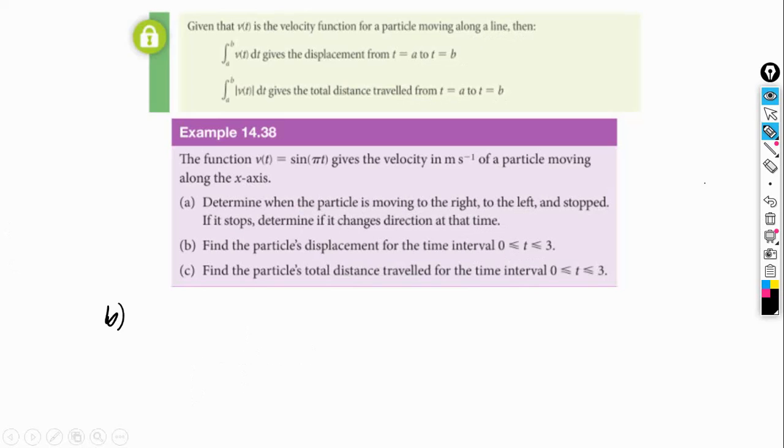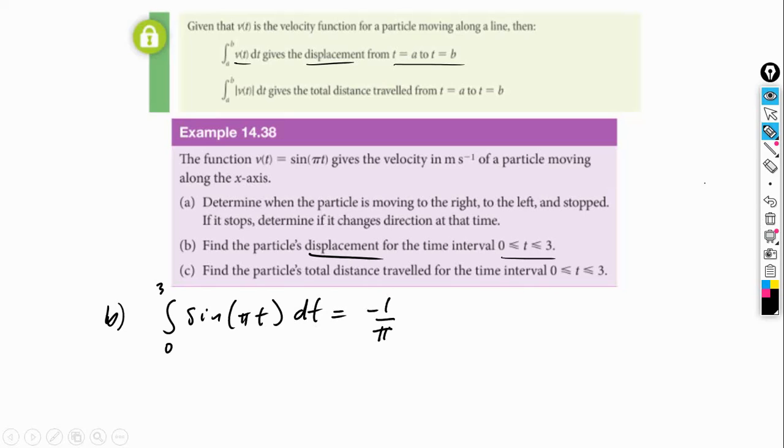So B says find the particle's displacement for the time interval between 0 and 3. So let's remember that finding the displacement is simply integrating the velocity function in the time interval. So we simply have to integrate from 0 to 3 sine of pi t dt. And then if you do the math, remember that we're going to get minus 1 over pi times cosine of pi times t, and the interval is from 0 to 3.